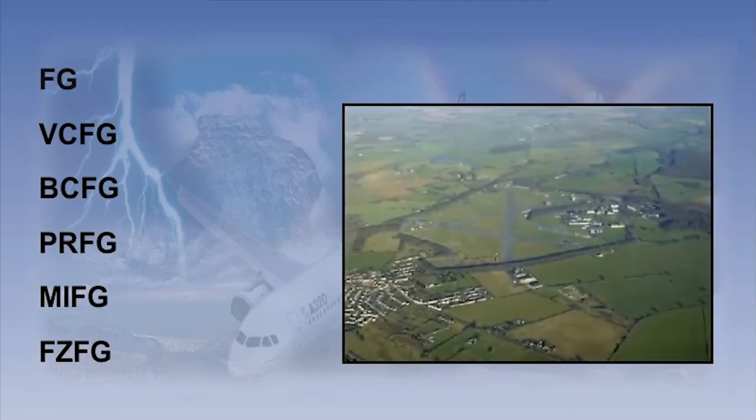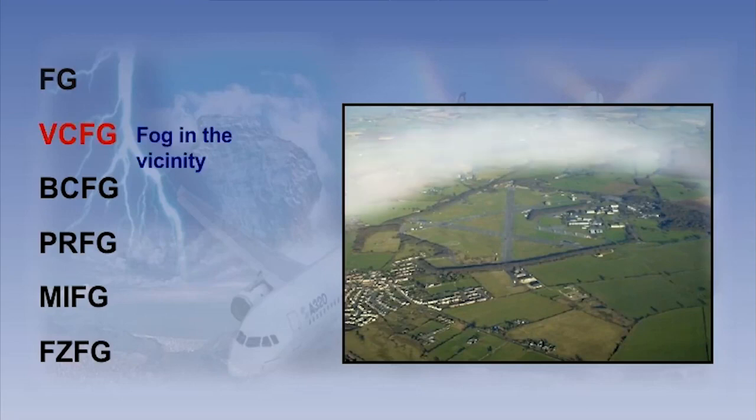What do all of these mean? Well, we've looked at FG on its own. Let's take a look at the next one, VCFG, or fog in the vicinity. This means that the observer can see fog within 8 kilometers of the airfield, but still outside of the actual aerodrome boundary.